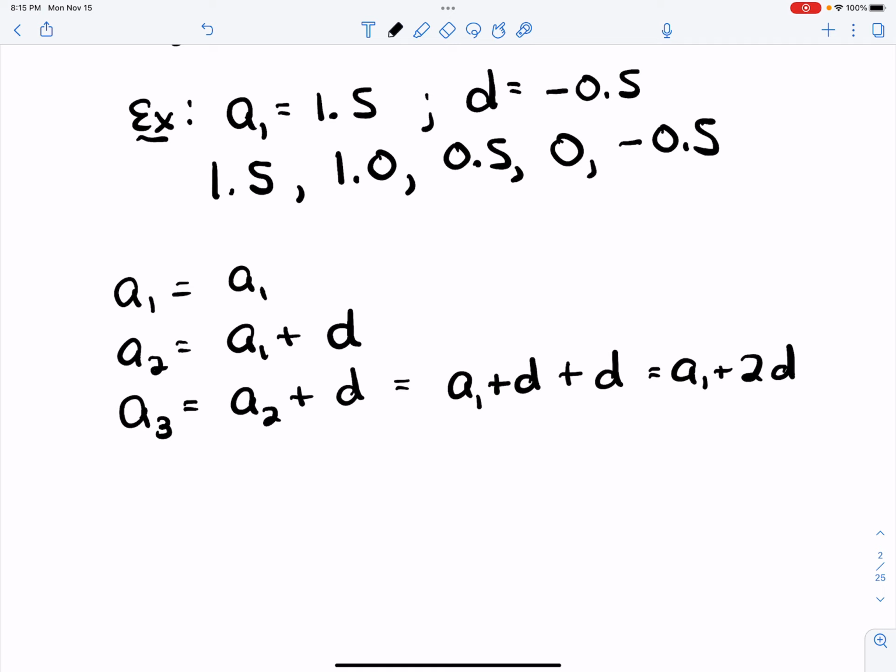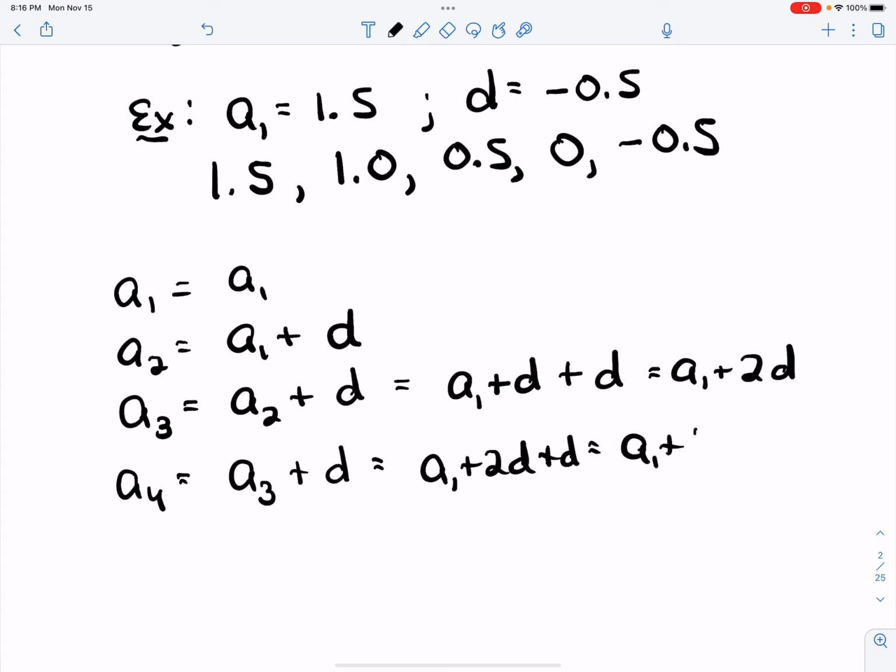So you've got a sub 1 plus the difference again. So for each new term, you're adding that difference again. So a sub 4, you could say a sub 3 plus the difference, or you could say a sub 1 plus 2d plus the difference. So that's a sub 1 plus 3d, etc.